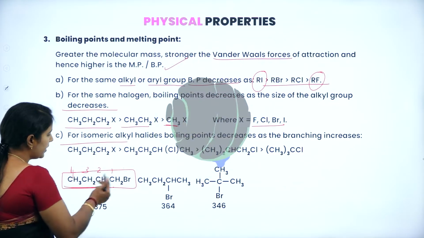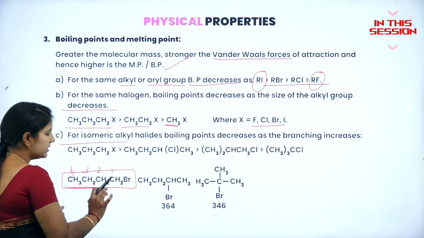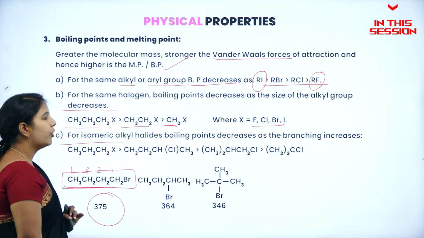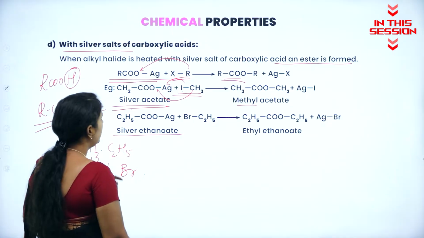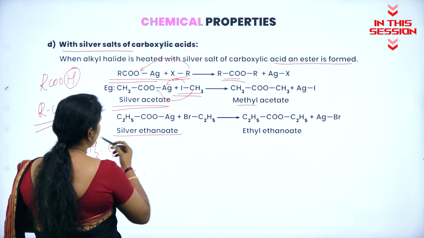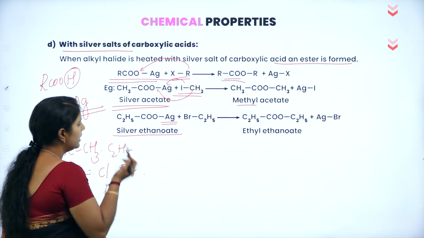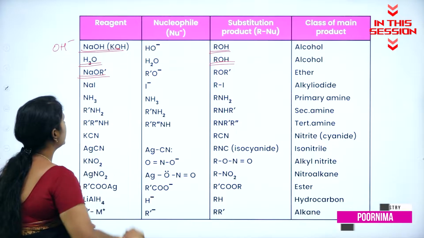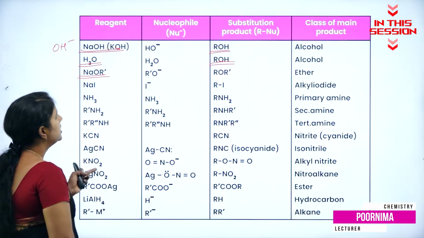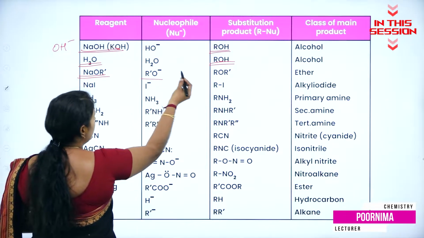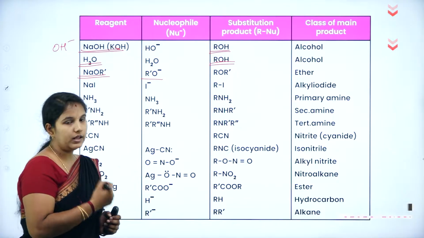To the first carbon atom bromine is attached, there is no branching at all, hence their boiling point is very high. Silver ethanoate. Why is it silver ethanoate? We have replaced the H using silver, so it is silver ethanoate. Suppose my reagent is NaOR', so the nucleophile will be R'O minus and the product will be ether.